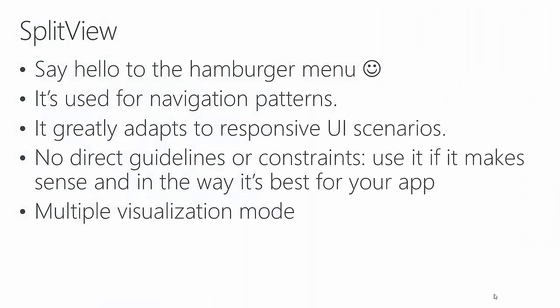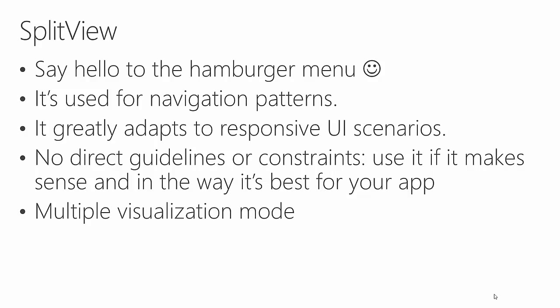And in the end, we are introducing a new control called split view, which is used to create experiences similar to what is called a hamburger menu. So a menu that comes from inside one of the corners of the screen and that displays some content to the user to help them navigate the application. It greatly adapts to responsive UI scenarios, and however, we are not giving you direct guidelines or constraints. So you can use it if it's needed. If it fits the requirements of your app, you are not required to use it.